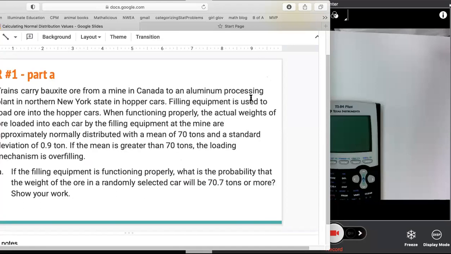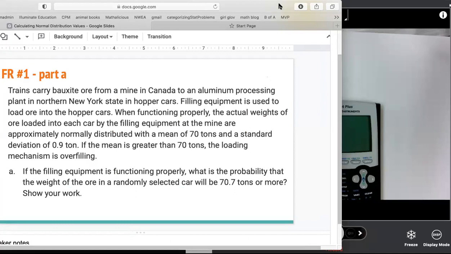So we have trains carrying bauxite ore from a mine in Canada to an aluminum processing plant in northern New York State in hopper cars. Filling equipment is used to load the ore into the hopper cars. When functioning properly, the actual weights of ore loaded into each car by the filling equipment are approximately normally distributed, mean 70 tons and standard deviation 0.9 ton. If the mean is greater than 70 tons, the loading mechanism is overfilling. Okay, so they give us a normal distribution, mean and standard deviation of that distribution.